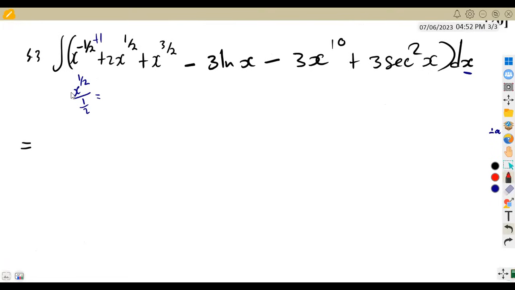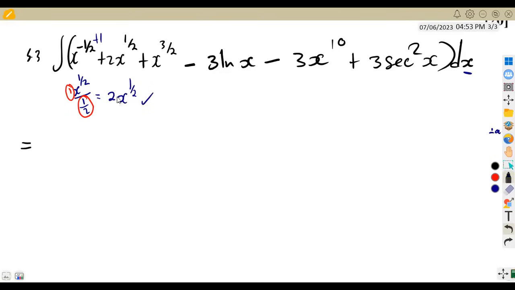You have integrated, but simplify also, because you can't leave your answer like this. So this is 1 divided by 1 over 2. If you divide this on your calculator, this will be 2. 1 divided by a half is 2. So that will be 2x to the exponent of a half.